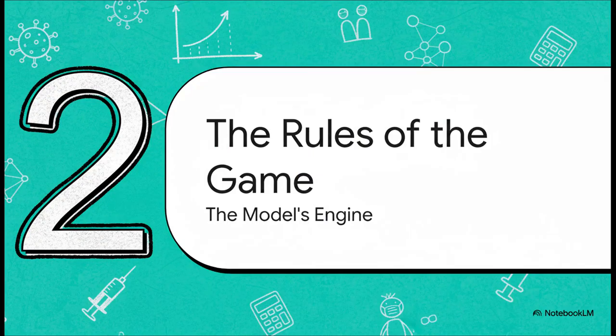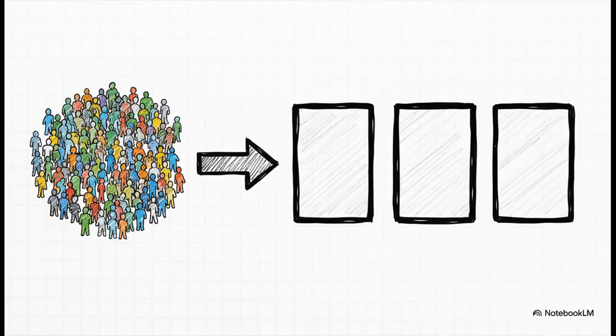All right, so we get what models are, but how do they work? Let's pop the hood and take a look at the engine that actually powers these predictions. Okay, the most common way to do this is to sort the entire population into different buckets, or what scientists call compartments. It's a really simple idea, but it's an incredibly powerful way to bring some order to the chaos.